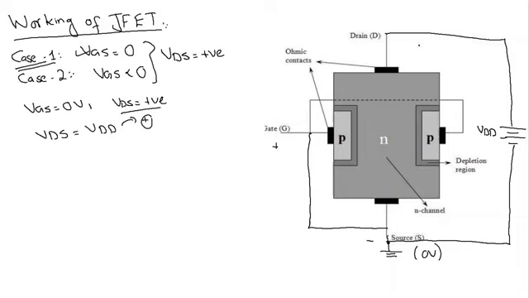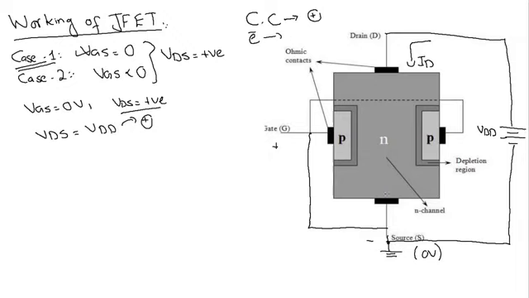Now the current ID is going to flow like this, and this is my conventional current. We know that we have two types of current: one is the conventional current and the other is the electronic current. The conventional current flows in the opposite direction to the electronic current. The direction of conventional current is the same as the direction of positive charges or holes, whereas the electronic current is the direction of electrons.